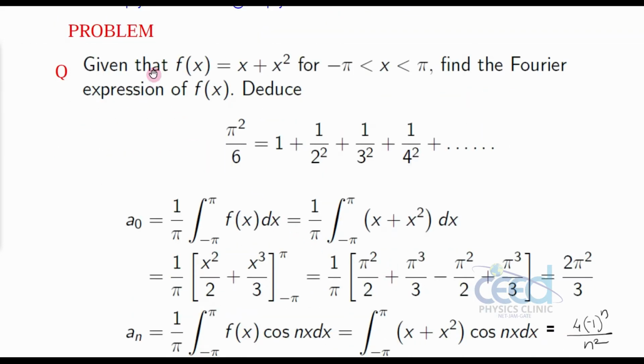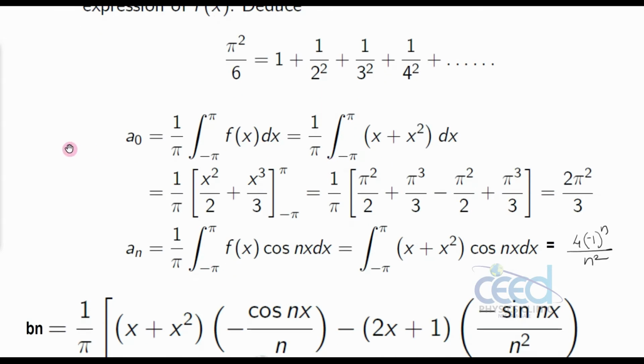Given f of x is equal to x plus x square for minus pi less than x less than pi, find the Fourier expression of f of x and deduce this expression: pi square by 6 is equal to 1 plus 1 by 2 square plus 1 by 3 square plus 1 by 4 square. So as usual we can find a0.